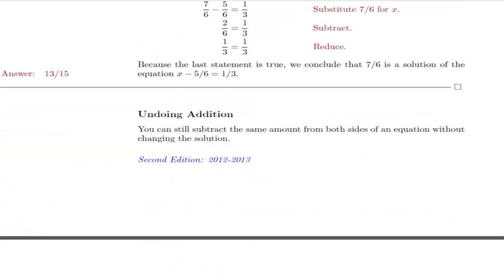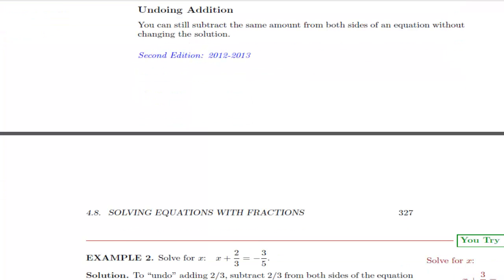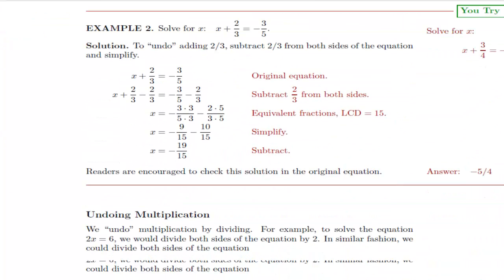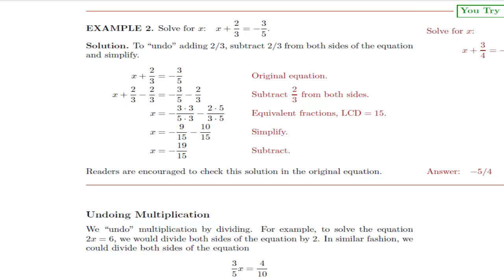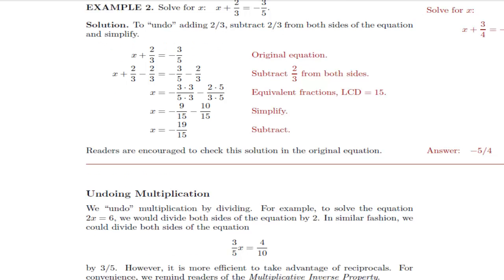Undoing addition. You can still subtract the same amount from both sides of an equation without changing the solution. Example 2. Solve for x in the equation x plus 2/3 equals negative 3/5. Solution: to undo adding 2/3, subtract 2/3 from both sides of the equation and simplify. So we get x plus 2/3 minus 2/3 equals negative 3/5 minus 2/3. On the left we have x, and on the right, negative 3/5 is equivalent to negative 9/15, and minus 2/3 is equivalent to minus 10/15. Then negative 9/15 minus 10/15 equals negative 19/15. Readers are encouraged to check the solution in the original equation.